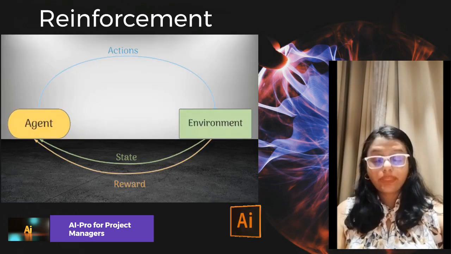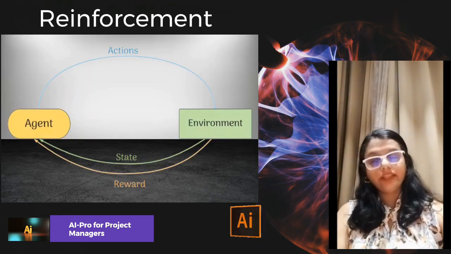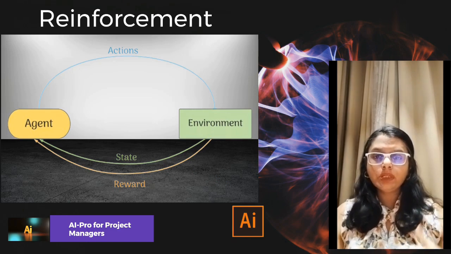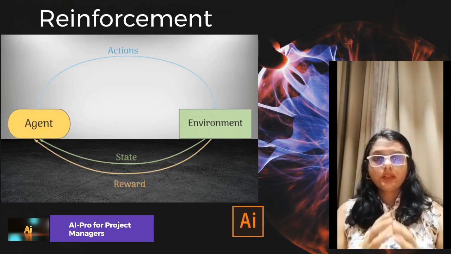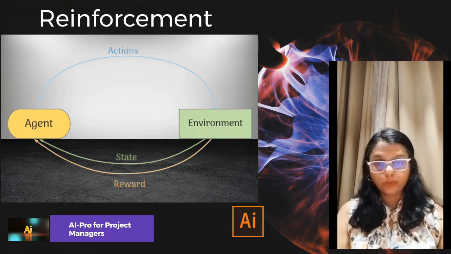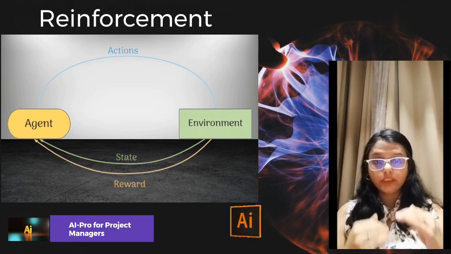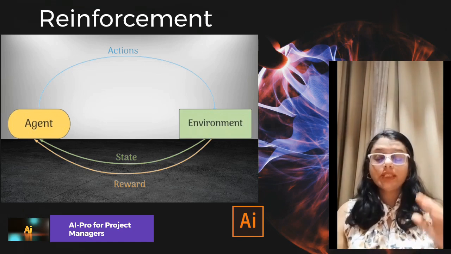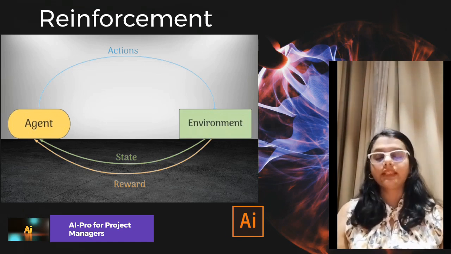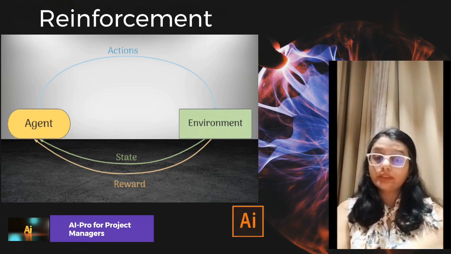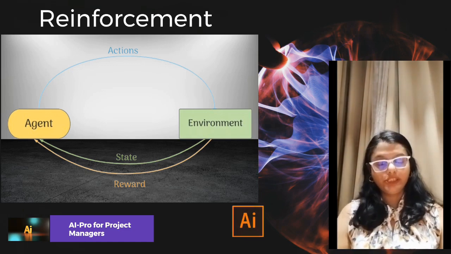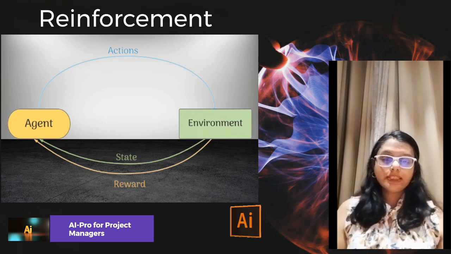Reinforcement is a method of trial and error. It involves an agent who provides the input, which can be either negative or positive, and based on the input provided to the system, it modifies the environment and either rewards or penalizes the agent. Let's take an example.